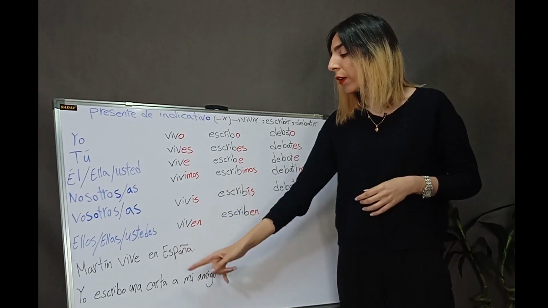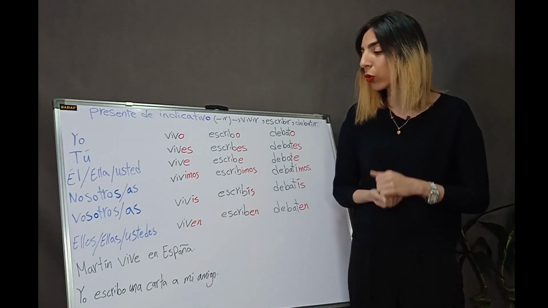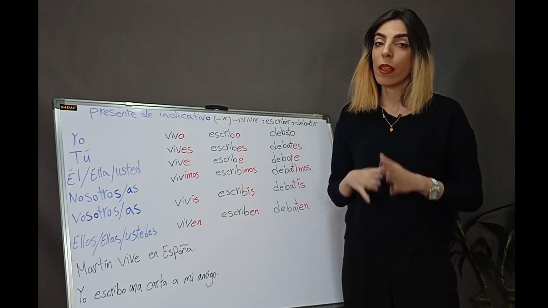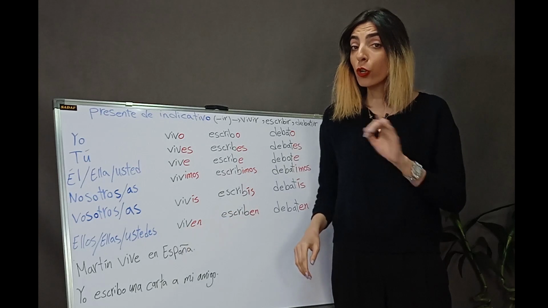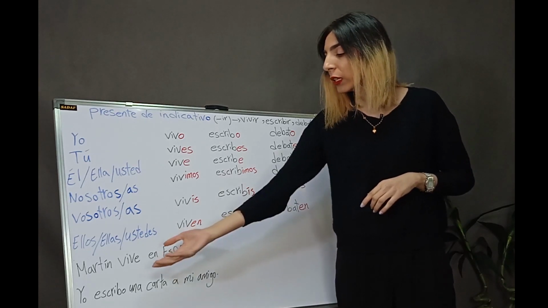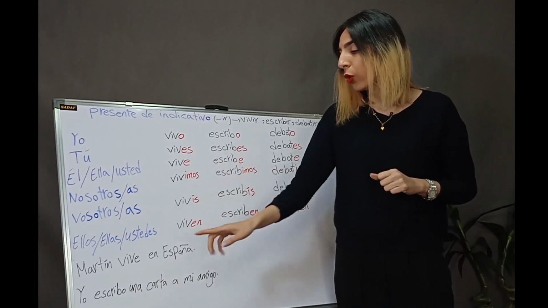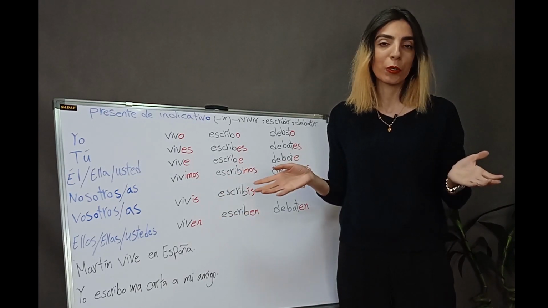I write a letter to my friend. Yo escribo una carta a mi amigo. Now I want to say I don't write a letter to my friend. So, yo no escribo. Before escribo, we have to add no. Yo no escribo una carta a mi amigo.